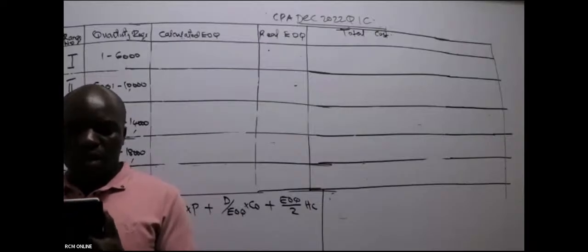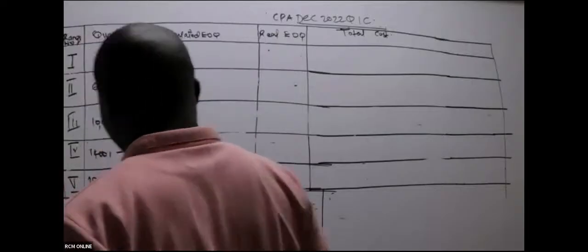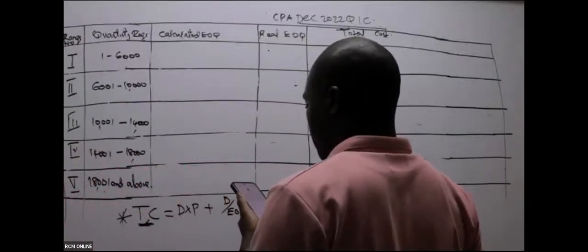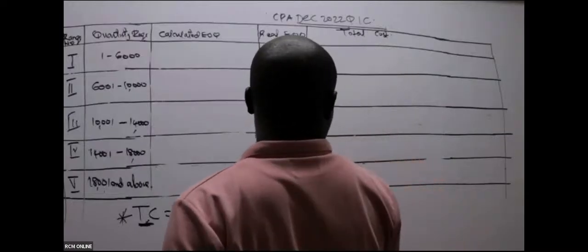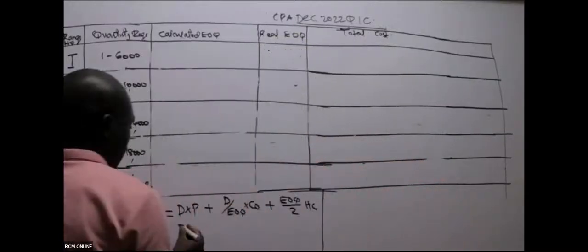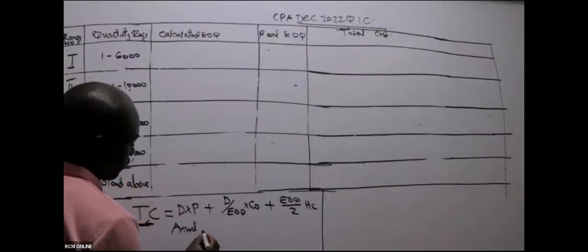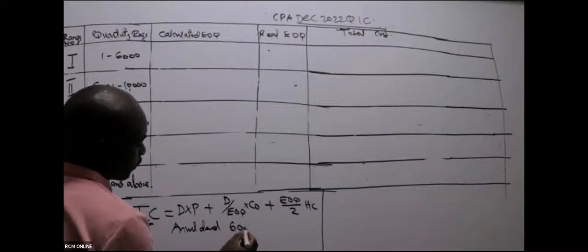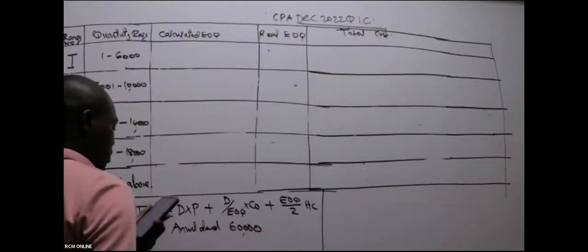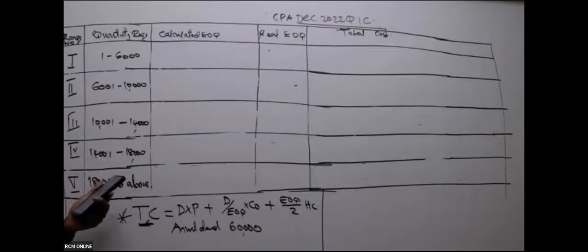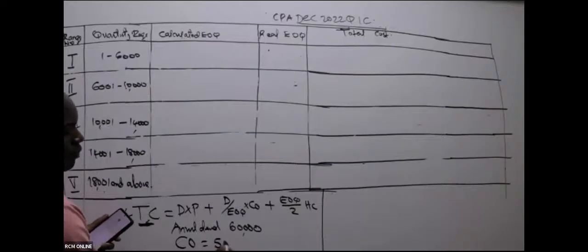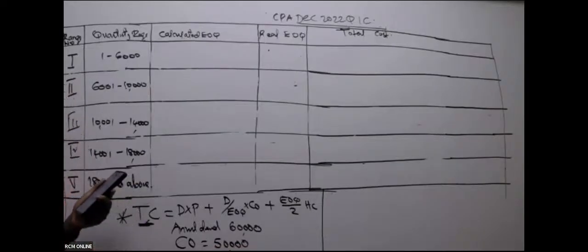Additional information: the company's annual demand is 60,000 units. I like what people are trying to do. I want you to be keen. Look at what they have done. Annual demand, 60,000. Then the ordering cost per order is 50,000. You want to move with speed. Then holding cost is 20% of purchase price.